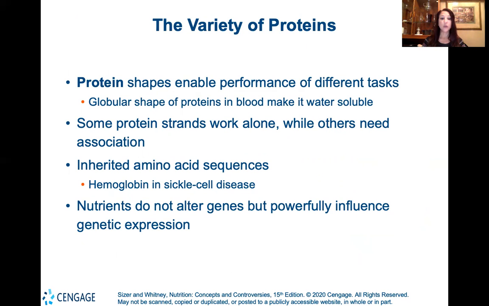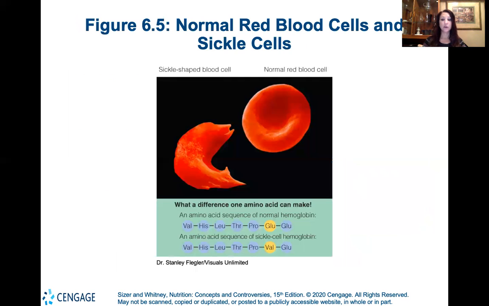This is an error in one's DNA, and an example is sickle cell disease. As seen here in this figure, the amino acid valine displaces the amino acid glutamic acid at one site in the protein strand, causing the red blood cell to change shape and lose function.